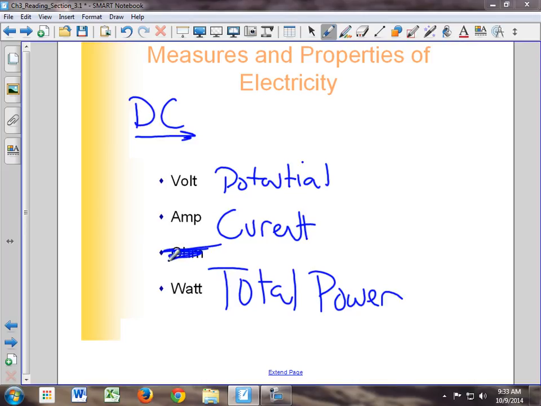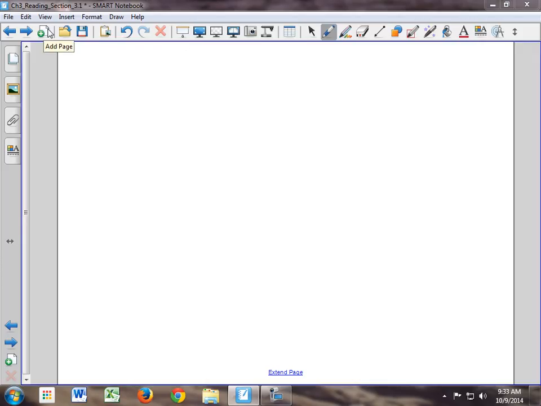We need to know what volts, amps, and watts are, and I'm going to give you my analogy. Okay, here's my analogy to understand. We're going to go to another slide. I didn't just go away. Plus, it's being recorded for you later.